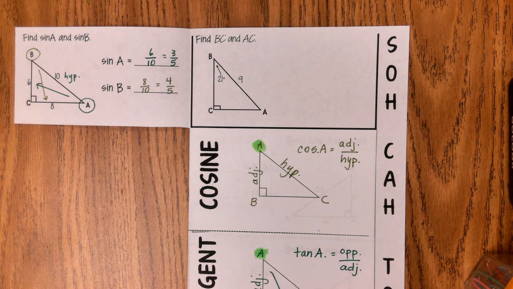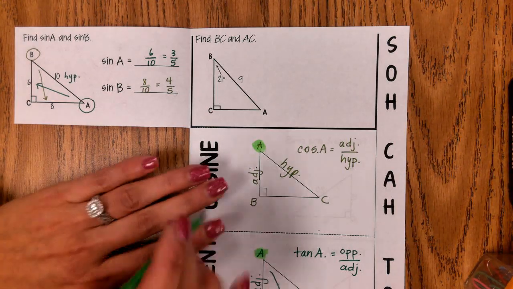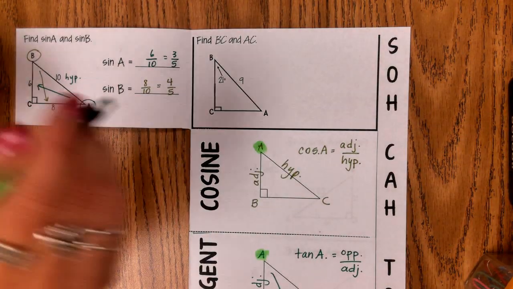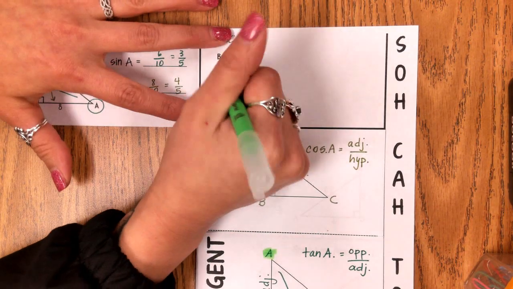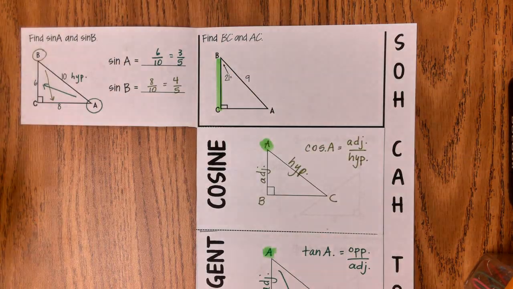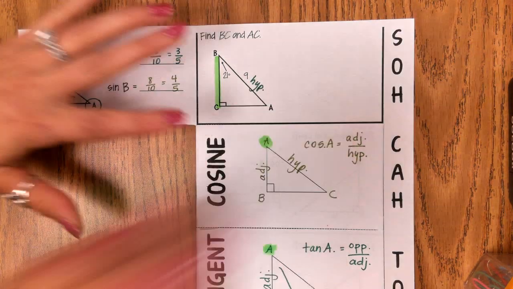We don't only use sine, cosine, and tangent to find the measure of angles. We use them to also find the measurement of the sides. So on this problem, we are going to solve for side BC, which is here. We're going to solve for that first. Again, this is my hypotenuse. We need to remember that.